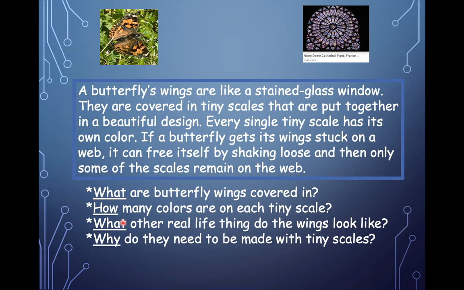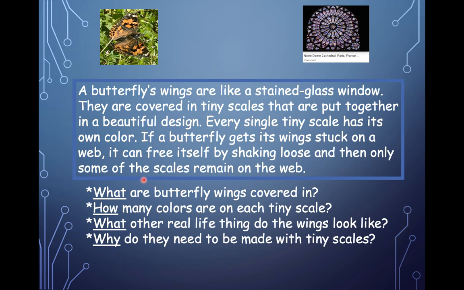A butterfly's wings are like a stained glass window. There's the stained glass Notre Dame Cathedral. They are covered in tiny scales that are put together in a beautiful design. Every single tiny scale has its own color. Own color. That means it's just one color. I was wondering about that. If a butterfly gets its wings stuck on a web, it can free itself by shaking loose, and then only some of the scales remain on the web.